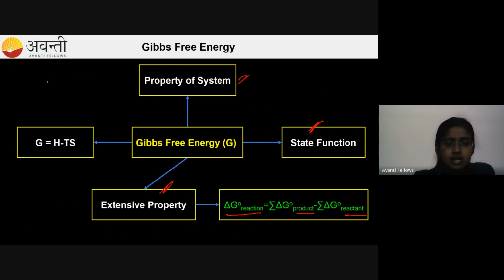G is also related to H and TS. G is equal to H minus TS. G cannot be measured, only delta G can be measured. So delta G will be equal to delta H minus T delta S, where the temperature of the system remains constant. Delta H minus T delta S. This is a very important formula, and using this formula we are going to see some more information.